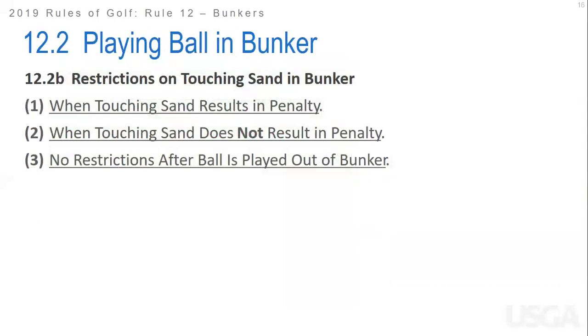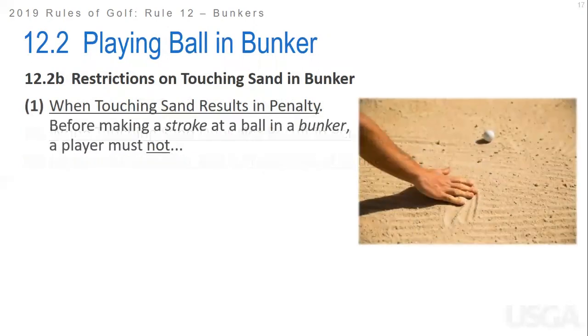Now, moving on to 12.2b, we're going to cover some of the restrictions and also talk about what happens when you play a ball out of a bunker. Are you allowed to rake or not rake? We're going to talk a little bit about that to close it.